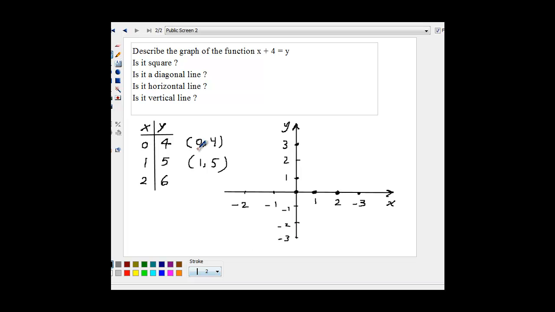So let's locate the first point right here. 0 and 4. It means on the x-axis we're not going to move. However, on the y-axis we're going to move 4 units up. So we're going to be right here. This would be the point 0 and 4.